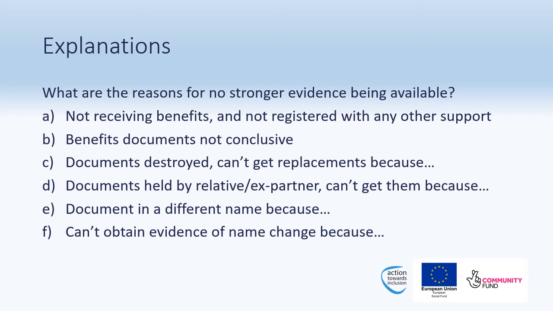It's possible that documents have been destroyed and there's a reason why they can't get replacements. Do be sure to tell us what that reason is. It's also possible that documents might be held by someone that the participant can't get in contact with for whatever reason. Do also explain what that reason is. It's possible that a document is in a different name for some reason and that it can't be evidenced, and we should have that explained as well.